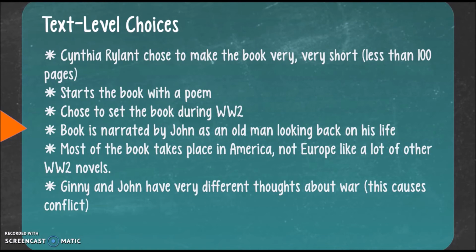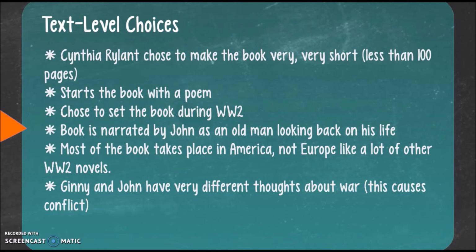And she sets it in World War II. The book is narrated by John as an old man looking back on his life. Most of the book takes place in America, not Europe, like a lot of other World War II novels. We've studied World War II, so you understand that the war mainly took place in Europe and Asia. So the author made a specific choice to have a lot of this book taking place in America. And Jenny and John have very different thoughts about the war, which obviously would cause conflict.